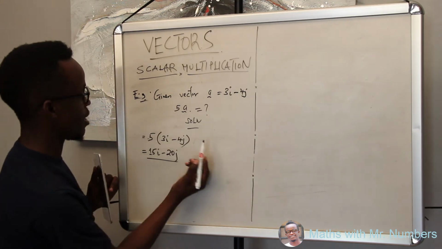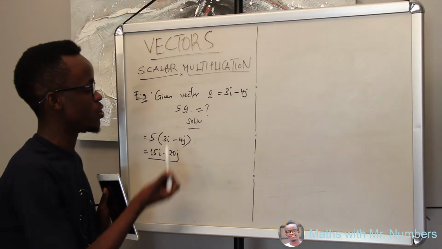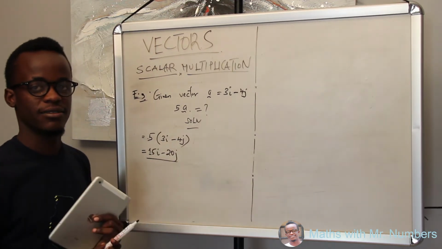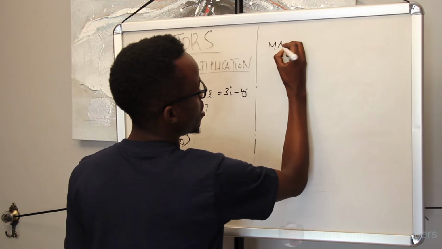The scalar in this kind of question is 5. The real number, the number without a variable, is what we call a scalar number. After that, we are going to discuss the magnitude or modulus of vectors.